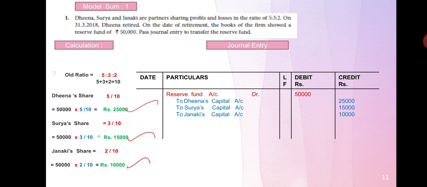So total the credit side and then put it in the debit side. If your answer comes 50,000, then your calculation is correct, because 50,000 only is distributed in the 5:3:2 ratio.